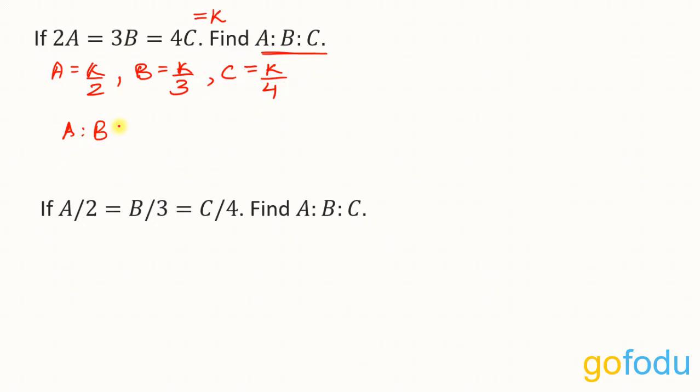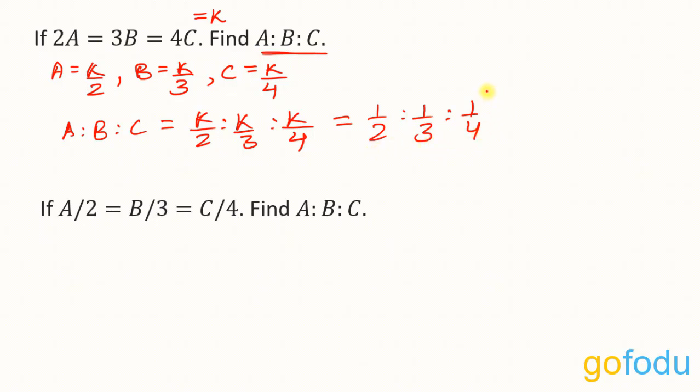So A is to B is to C will be K by 2 is to K by 3 is to K by 4. And we know that we can multiply or divide the ratio throughout by the same number. Its meaning will not change. So we can divide this whole ratio by K. We'll get 1 by 2 is to 1 by 3 is to 1 by 4. And LCM of 2, 3 and 4 is 12. So we can multiply this whole ratio by 12. 1 by 2 into 12 is 6. 1 by 3 into 12 is 4. 1 by 4 into 12 is 3. So the final ratio A is to B is to C is 6 is to 4 is to 3.